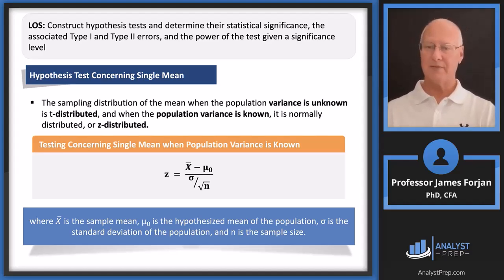So if the population variance is known, well, then we use the Z. There's the equation right there, which is the same thing that we just used in that previous example. But notice in the denominator, there's that little sigma. That is a known population standard deviation, right? It's not squared. It's the square root of the variance.